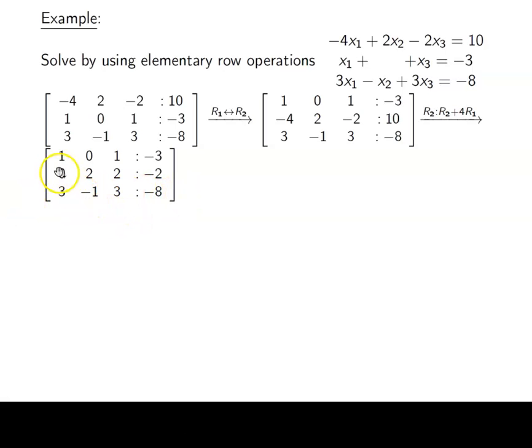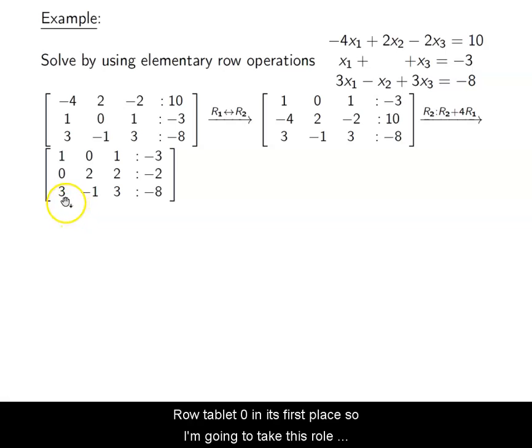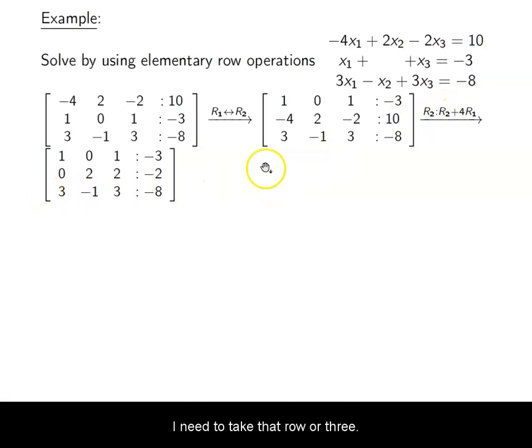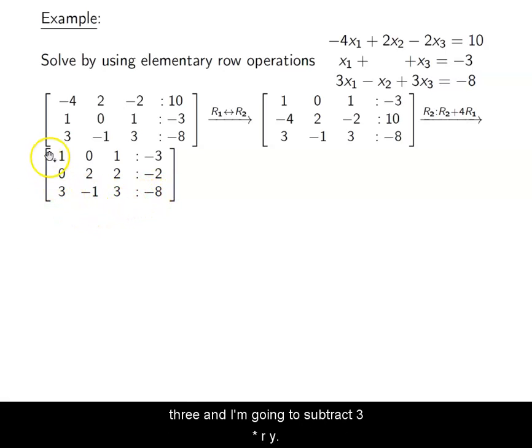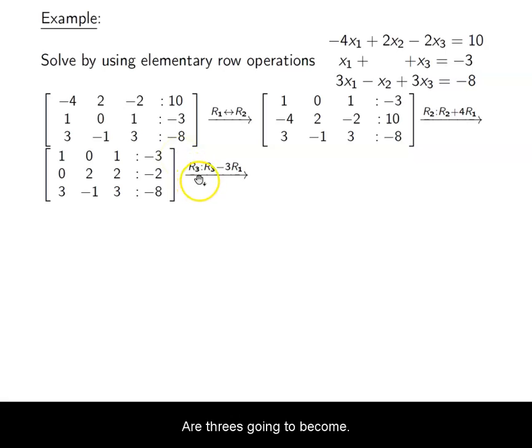Okay. So I have a 1, I have a 0. I need the last row to have a 0 in its first place. So I'm going to take this row, right? So just think about what the notation will probably be. I need to take that row, R3. And what I'm going to do to it is I'm going to take R3 and I'm going to subtract 3 times R1. Okay, R3 is going to become row 3 minus 3 times the first row.